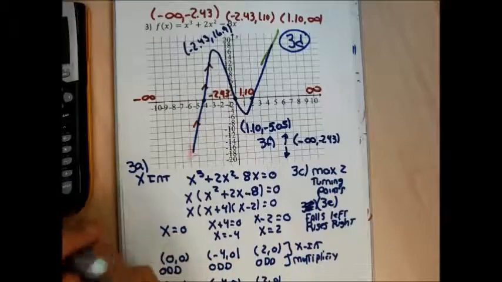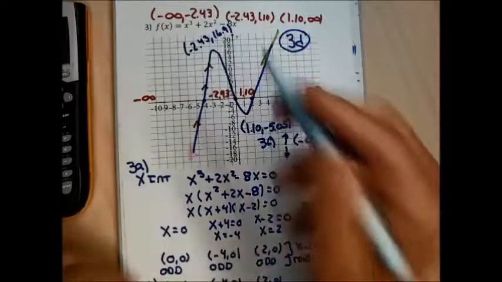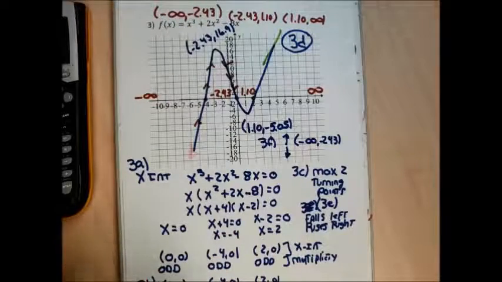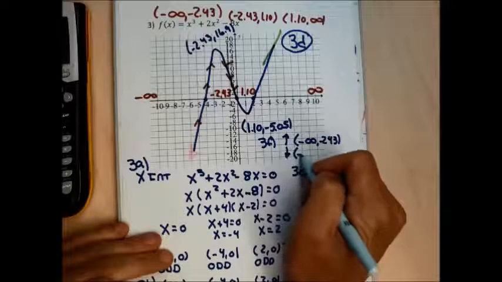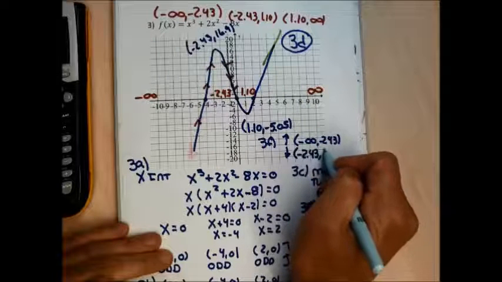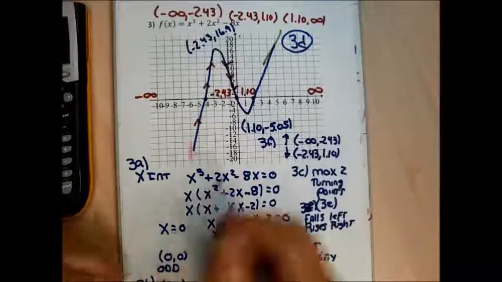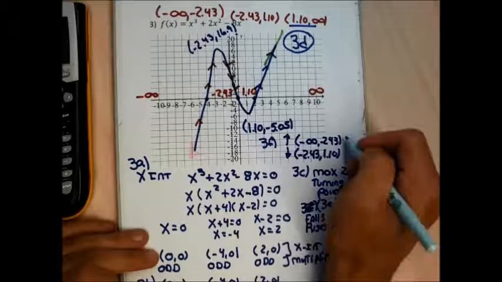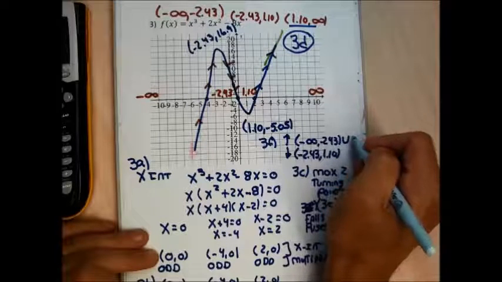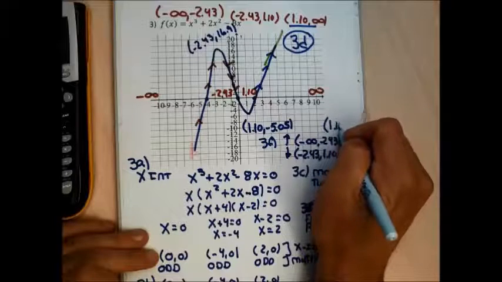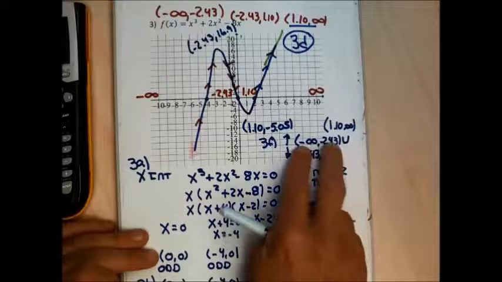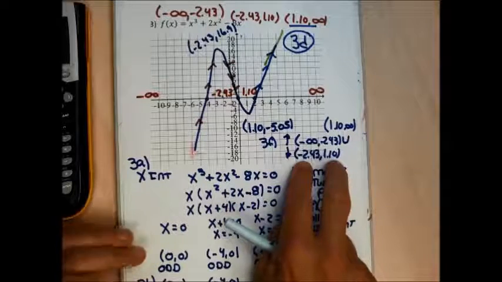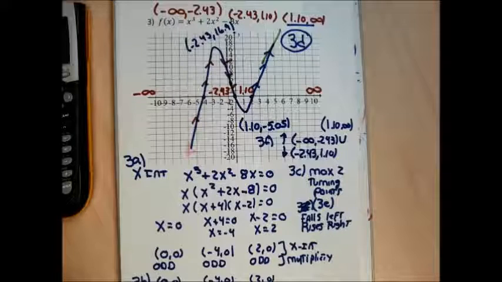The second region, negative 2.43 to 1.10, corresponds to that part of the graph, and as I move from left to right, it's getting lower. So that's going to be a decreasing interval. So negative 2.43 to 1.10 is going to be decreasing. And the last interval, 1.1 to infinity, corresponds to that portion of the graph, which is another increasing interval. I need to put a union symbol and then put that interval right after it. So the increasing is negative infinity to negative 2.43, union 1.10 to infinity. The decreasing is negative 2.43 to 1.10.